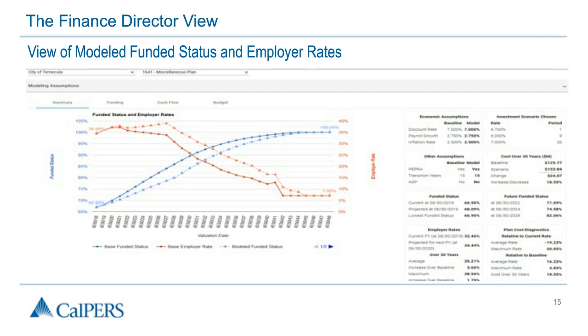So the baselines, the solid lines you see here, remain on the graph, but new dotted lines appear showing the revised funding status, being the lower blue line, and employer rates. So the dotted employer rate line has increased. These increases are due to her chosen scenario. Again, the tables to the far right show the investment scenario chosen. So far right, you'll see 6.7% for 1 year, 6% for 9 years, and 7% for the balance of the period.